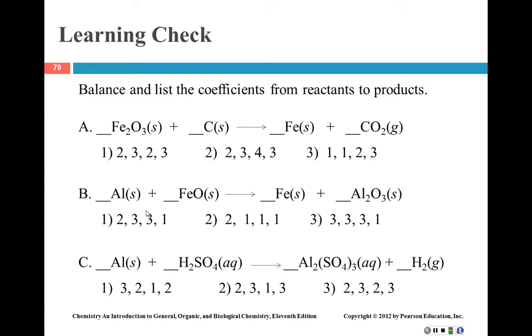So let's balance these. All right, you go ahead and take inventory. You put me on hold and take your inventory. Remember, you're going to say how many irons, how many oxygens, and how many carbons are in each of these, and then come back and we will do this.